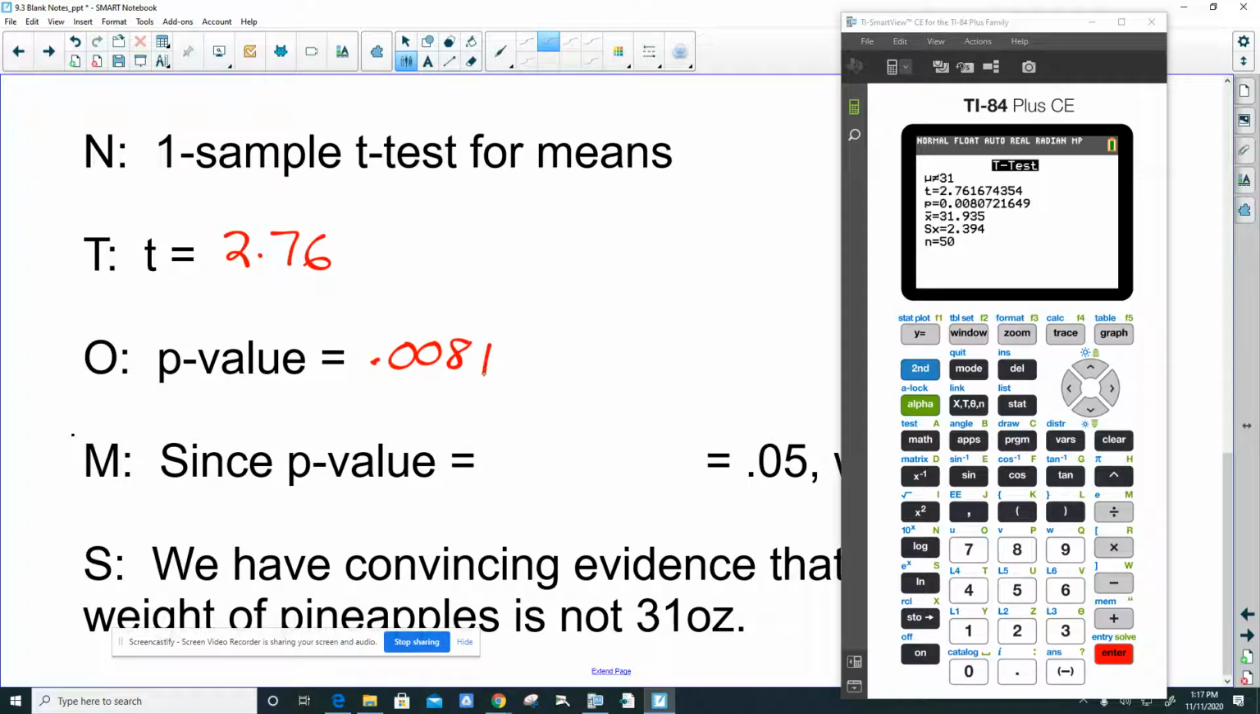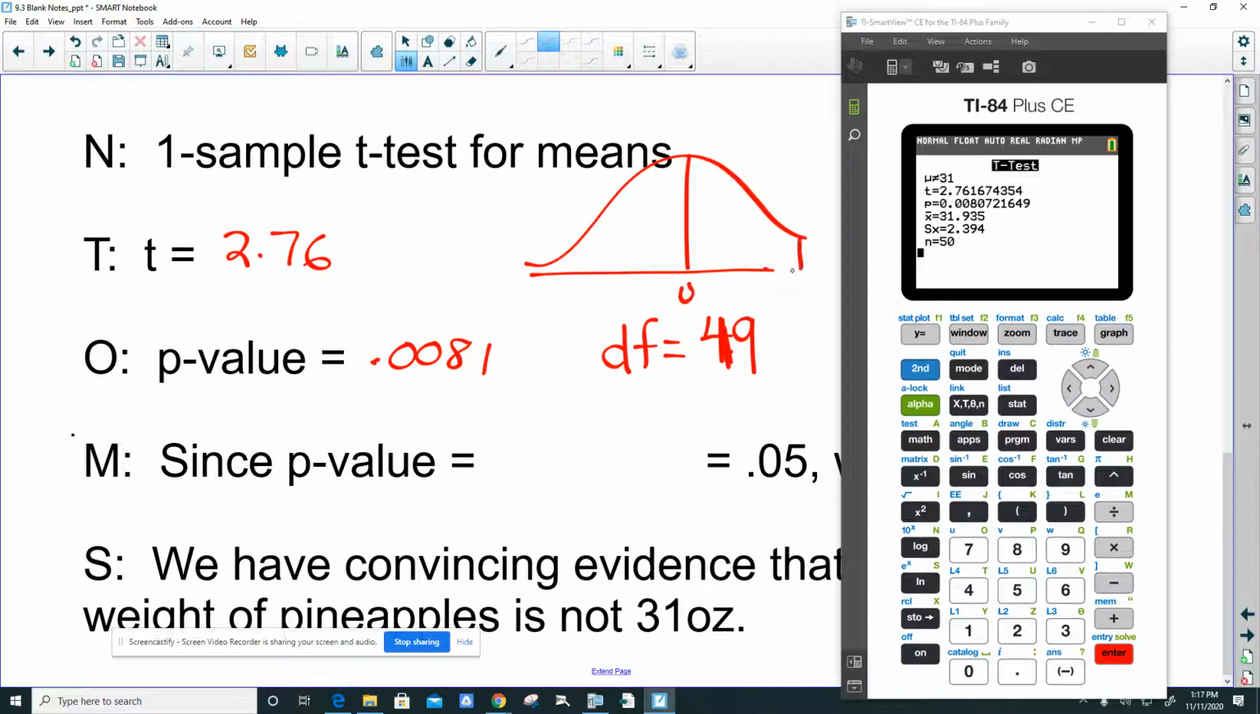0.0081. If you remember, there's something else that needs to be reported, and it's not actually on our screen, so it's up to us to remember this. Degrees of freedom, 49. It's 49, not 4.3. Okay, I'm just going to add some really good communication here and show my t-score. Now remember, this was a two-sided test, so I need to put 2.76 and negative 2.76, and I'm actually shading left and right there. Okay.